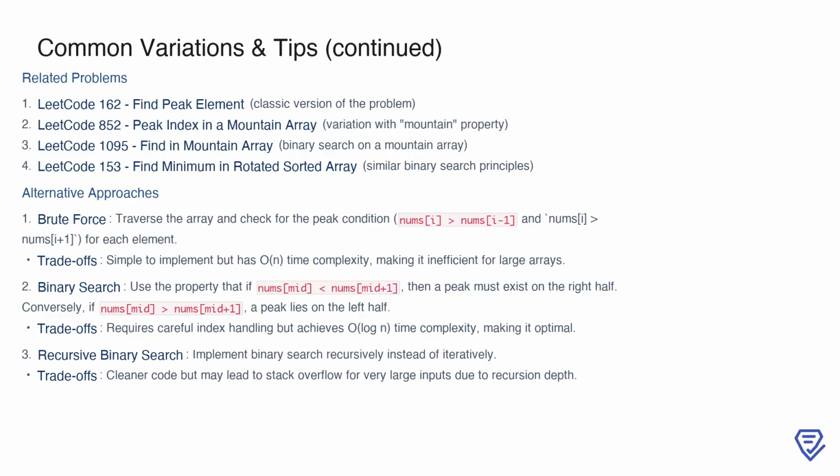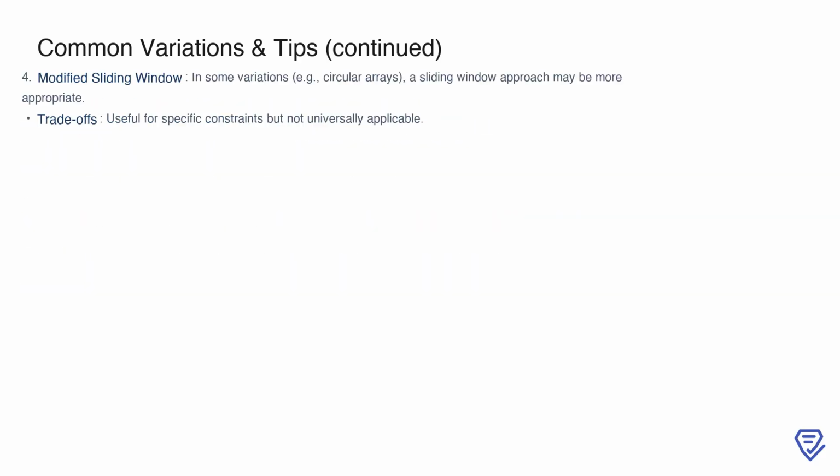Alternatively, you can implement binary search recursively for cleaner code, although this may risk stack overflow for very large inputs. A more specialized approach you might encounter is the modified sliding window technique, which can be useful in variations like circular arrays. This method adjusts the window dynamically to find a peak under specific constraints. However, it's important to note that this approach isn't universally applicable and is context-dependent. Understanding when and where to apply these methods is key to mastering peak finding problems across different scenarios.